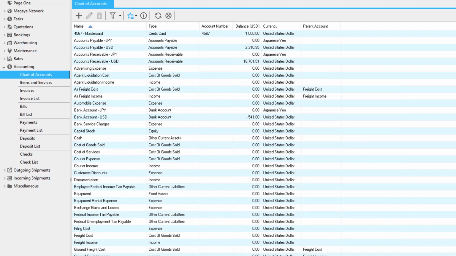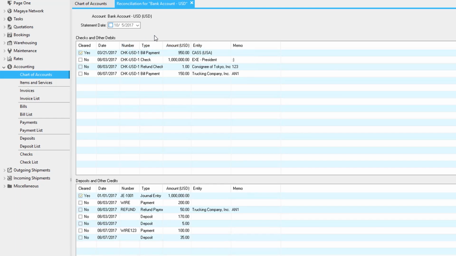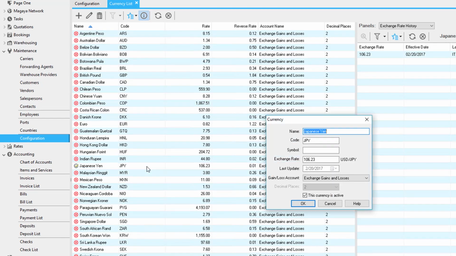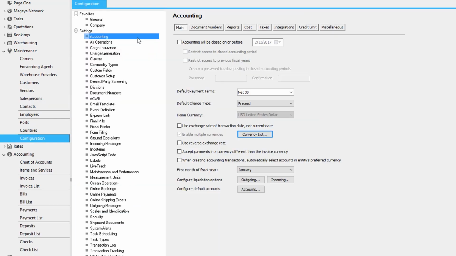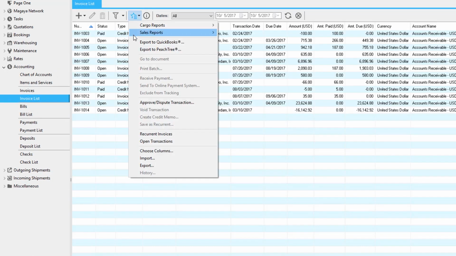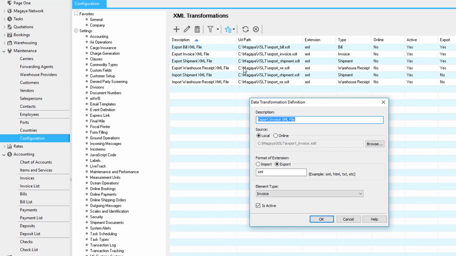Magaya includes a complete chart of accounts. You can reconcile your bank account and credit card accounts. You can work with more than one currency if you need to, create journal entries, and much more. If you connect to another accounting system, we have integrations to enable that. You can also create flat files or EDI connections.